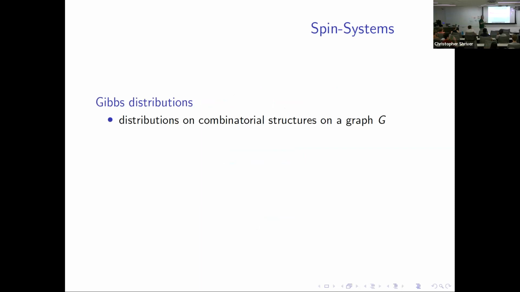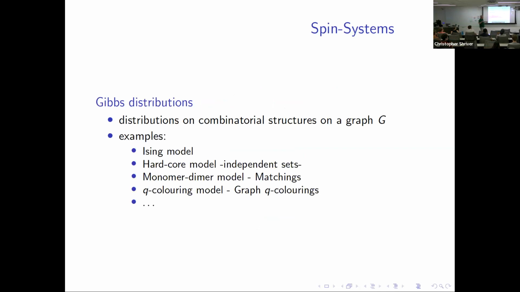So the term spin systems comes from physics. In reality, what I'm going to talk about is distributions on combinatorial structures. And these are mostly specified with respect to some graph G, right? Think about independent sets, graph matchings, graph colorings. These distributions come with the name Gibbs distributions for some historical reasons. And in this talk, I will focus on the so-called Ising model and the hardcore model.